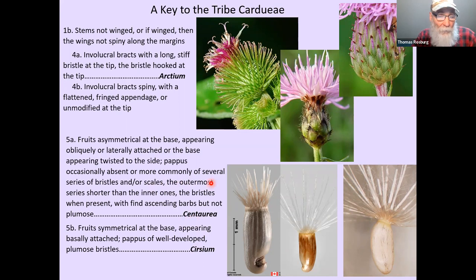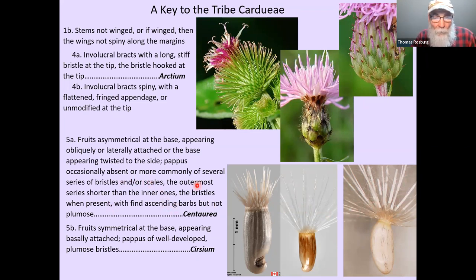You can also use the pappus, though, as it says here. Again, cirsiums, like I just said a little while ago, are always going to have plumose bristles in their pappus. Again, you can kind of see the plumose bristles here slightly. The parts of the bristle that are forming the veins of that feather structure are pretty thin and kind of hard to see. But again, using a scope or a hand lens, you should be able to see them. And again, you can kind of see those right in there.